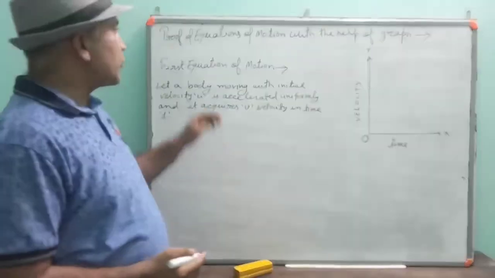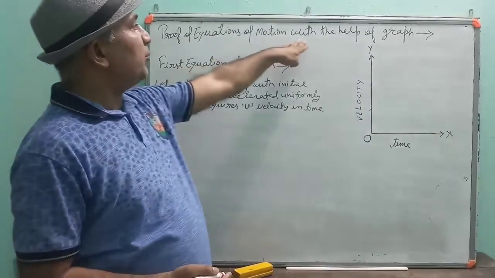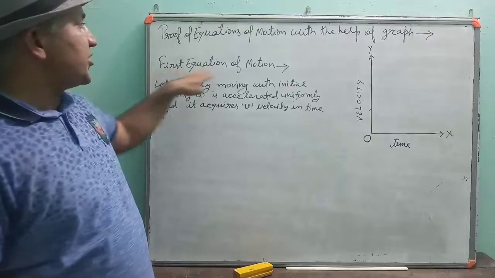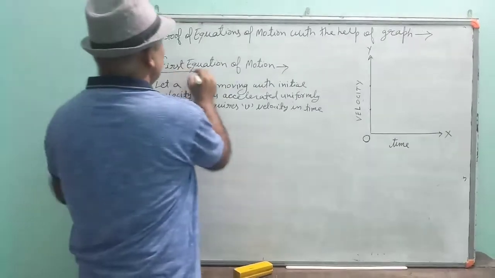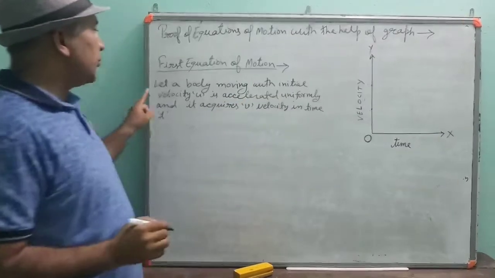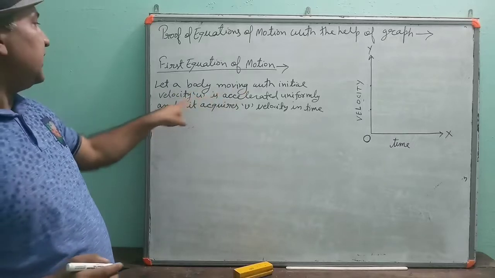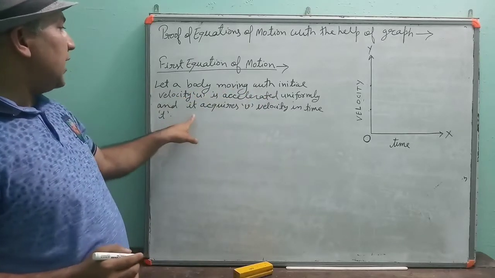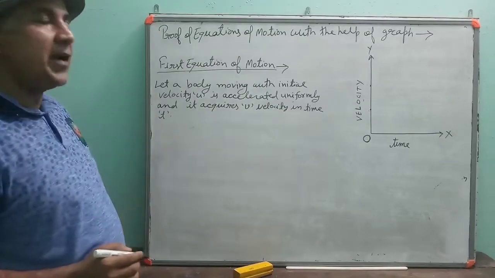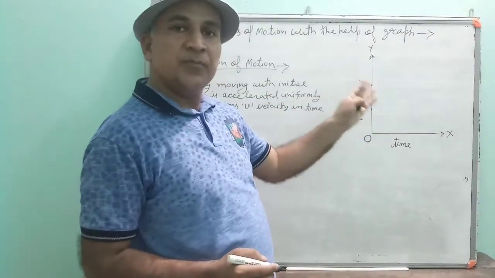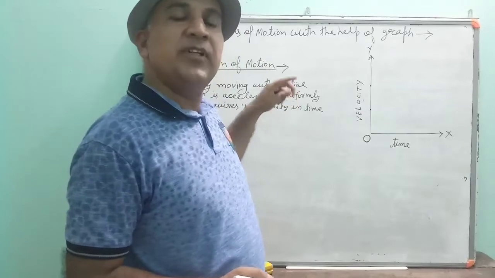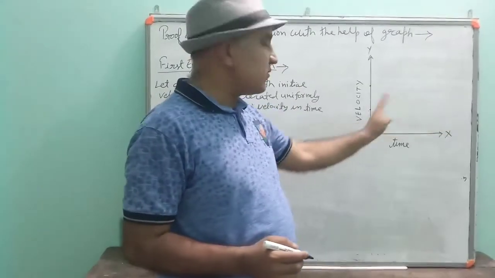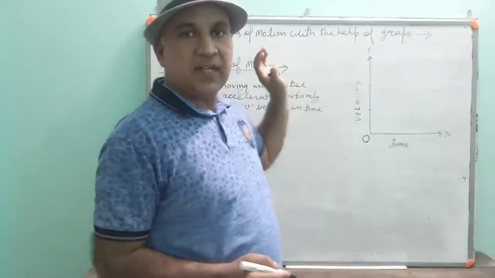Okay, now we are going to see proof of equations of motion with the help of graph. Okay, so see the first equation of motion. Suppose a body moving with initial velocity u is accelerated uniformly and it acquires v velocity in time t. See, this is the graph. These proofs we will do with the help of velocity time graph. Time will be denoted on x-axis, velocity will be denoted on y-axis.